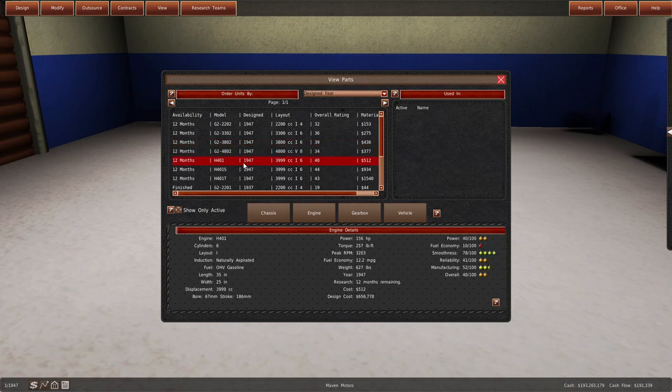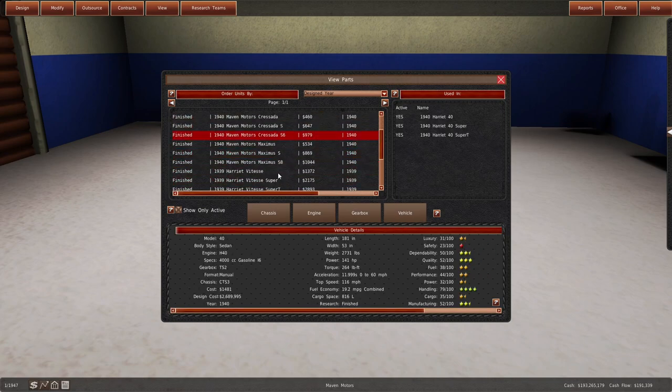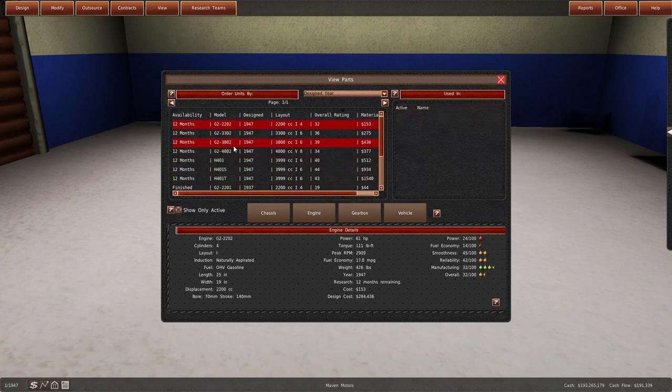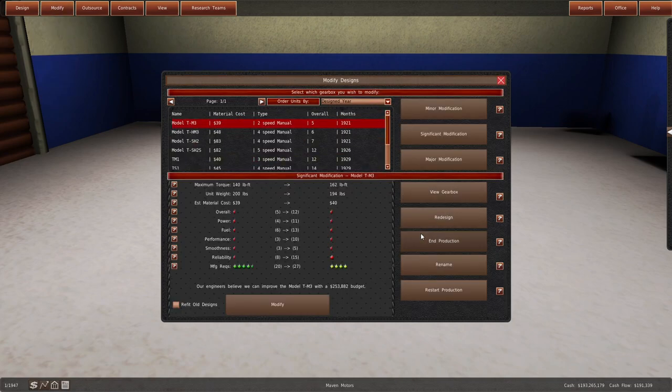I guess the V8 is more of a... It's not really used in the cars, is it? Let's check. It's only used in the Maximus S8. Is this a smoother engine, though? What's smoother? So it's less smooth. It's just more powerful. Okay. I'll take it, I guess. It's a little bit meh.